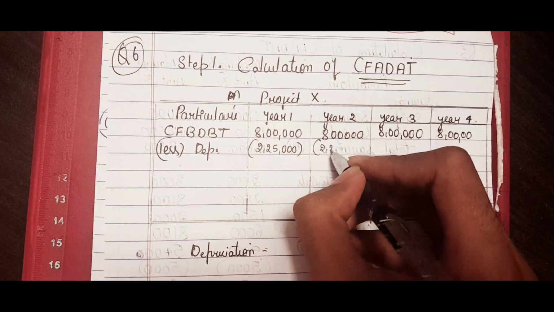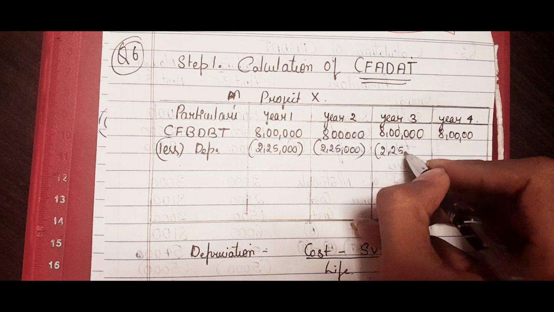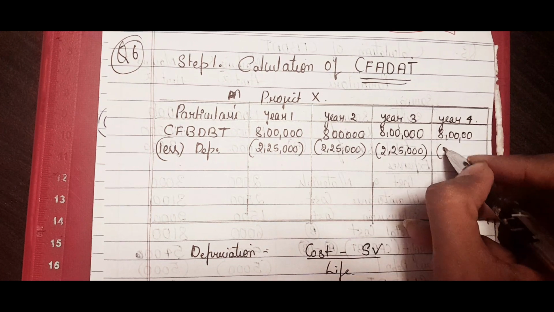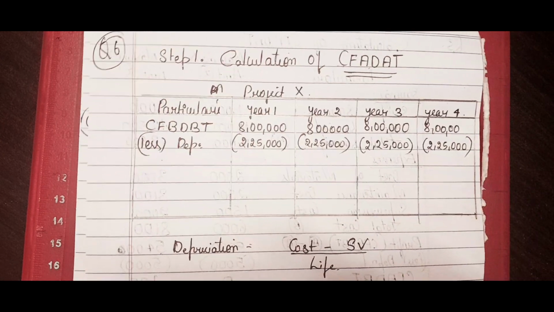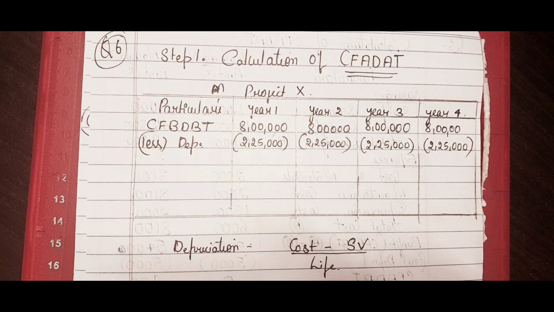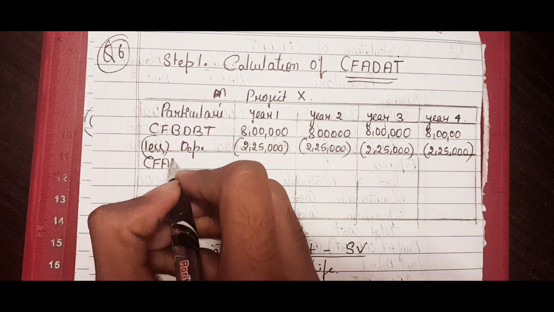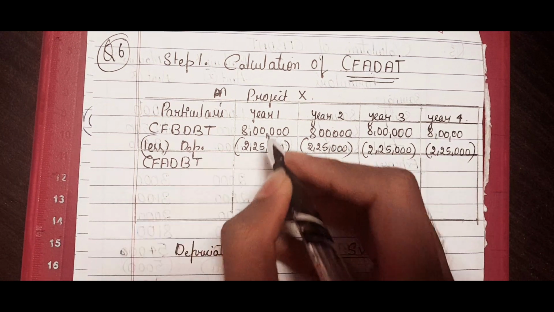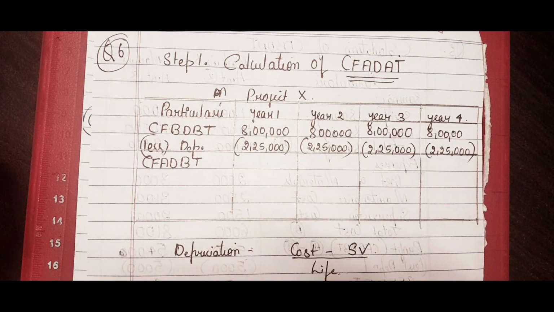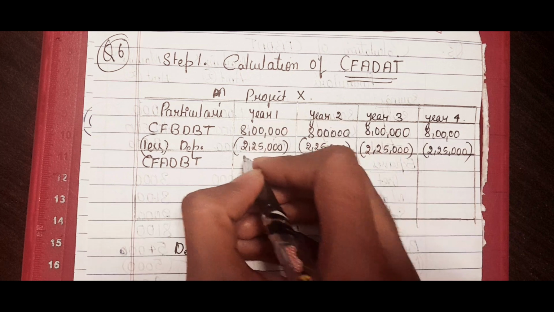2,25,000. Clear with this? Now when we deduct depreciation, we will get CFAD after depreciation before tax, because we have deducted depreciation. So now deduct: 8 lakh minus 2,25,000 will be 5,75,000.